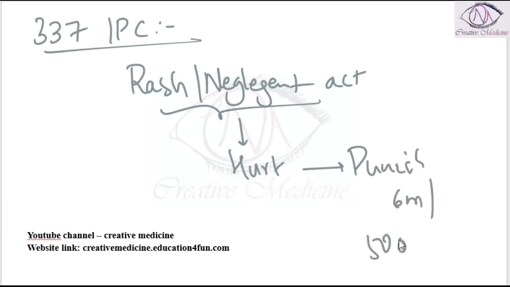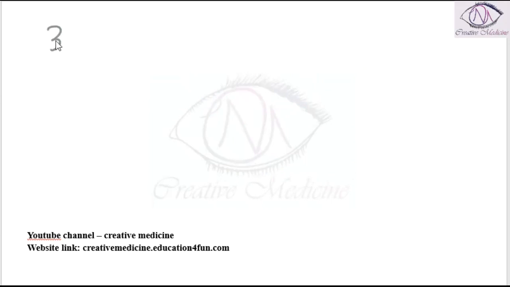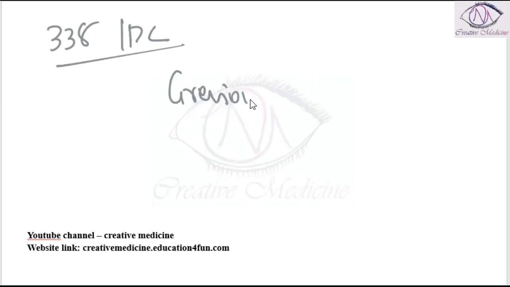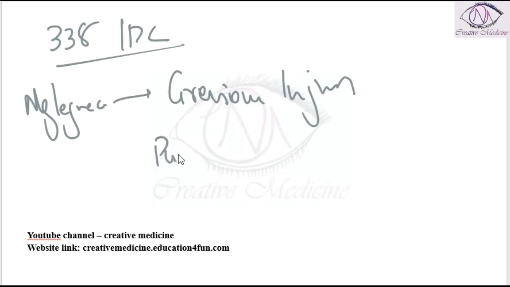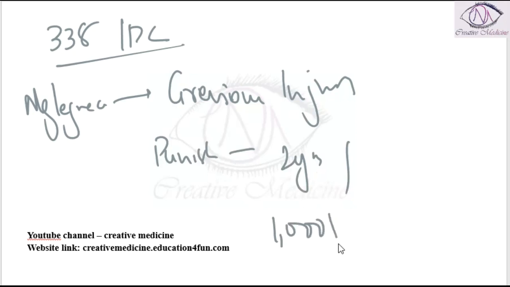Section 338 IPC. Any rash or negligent act causing grievous injury to the patient. If there is grievous injury to the patient, then punishment is given up to 2 years or 1000 rupees fine, or both can be given. For example, if the doctor operated on the wrong patient or wrong eye resulting in grievous injury, that is 338 IPC.